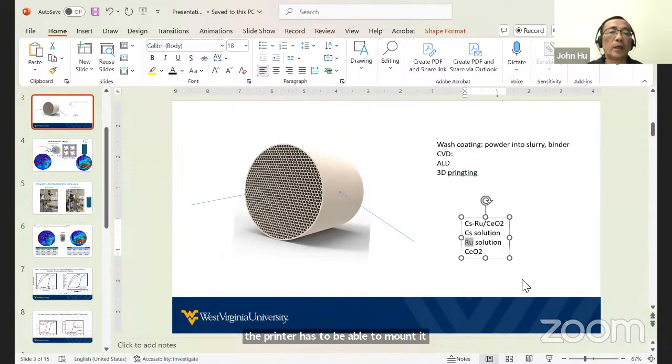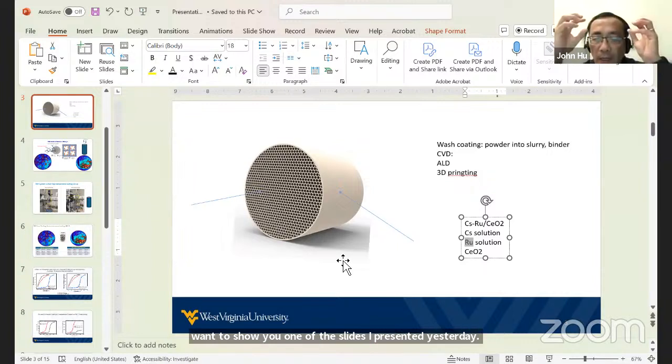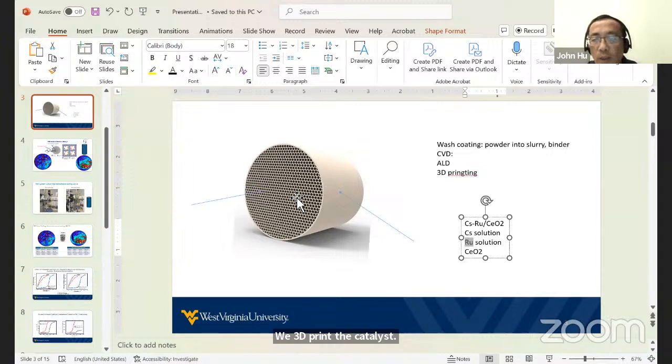Okay. Now, since you are asking this, I'm going to go back, before I go to the plasma I'm talking about now. Since we talk about 3D printing catalyst, I want to show you one of the slides I presented yesterday. When we design catalyst, we 3D print the catalyst into the reactor, not necessarily 3D print on the monolithic structure. We can 3D print on the reactor. I'm going to show you.